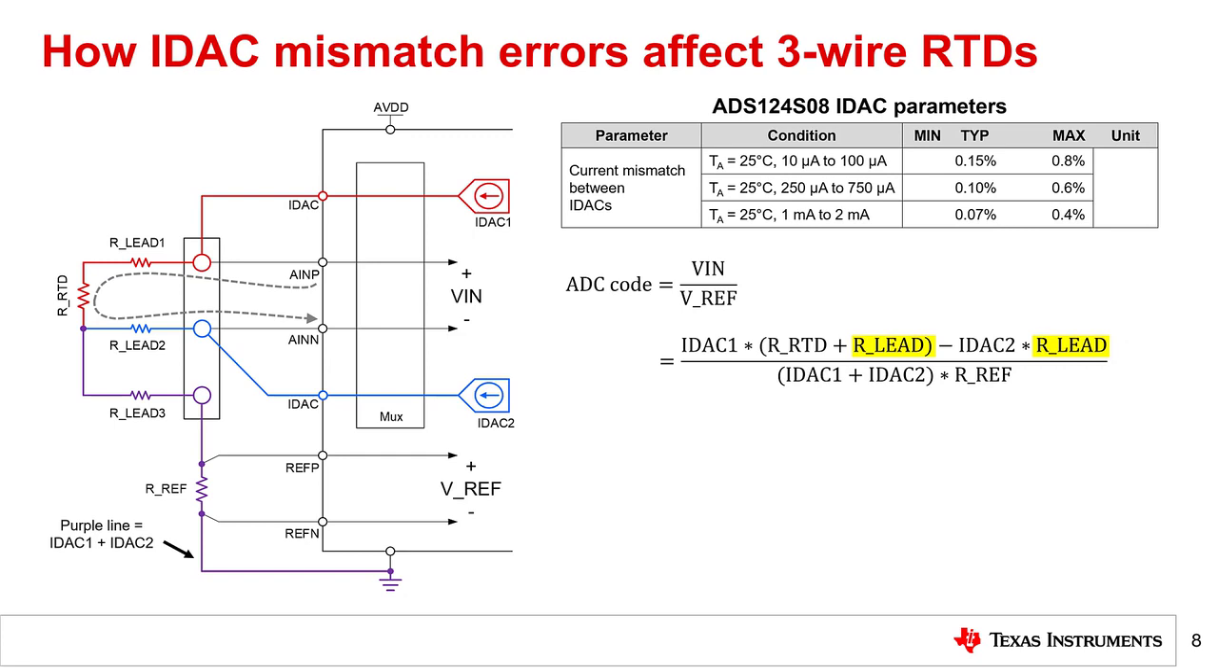Then, we need to recall the ADC code equation for the system shown on the left. In this case, we will continue to assume that RLEAD1 is equal to RLEAD2 as discussed earlier in this presentation and replace those terms with RLEAD. However, we will not assume that IDAC1 equals IDAC2, which means we will not be able to further simplify the equation shown here. Instead, let's modify the equation by deriving a relationship between the specified IDAC mismatch error, EIM, and each IDAC magnitude. This relationship is highlighted in yellow.